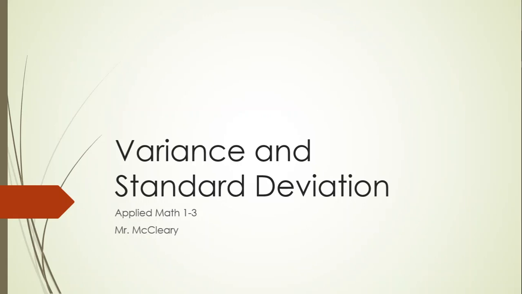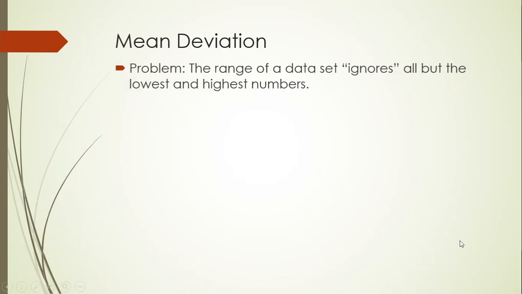We will continue 1-3 with a look at variance and standard deviation now. Okay, so we're going to look at the mean deviation. This is another measure of dispersion. So we have a problem here. We need to get a better number.